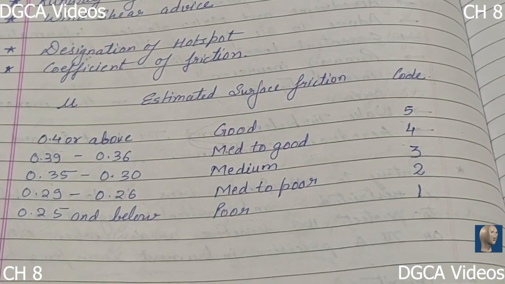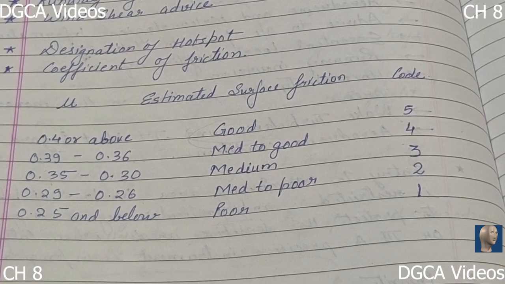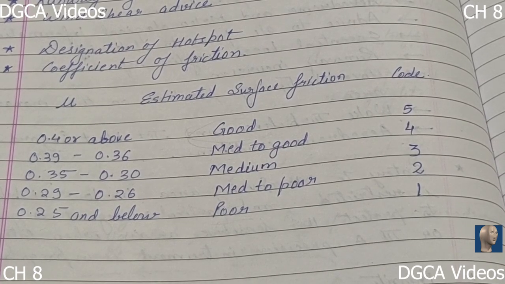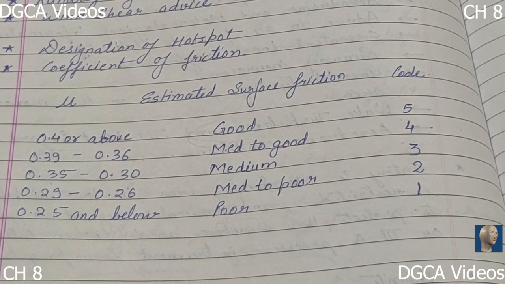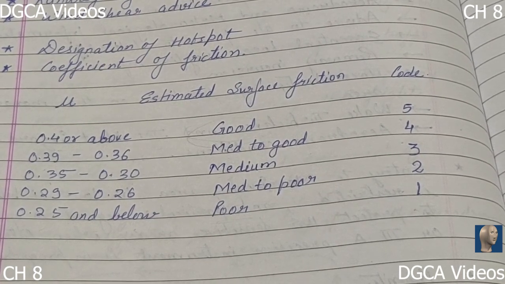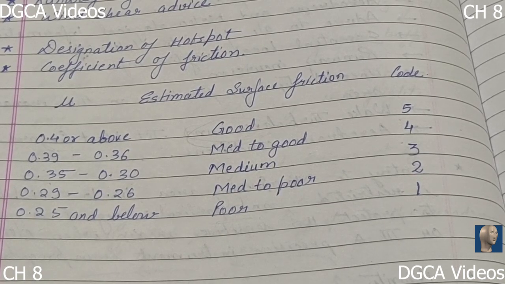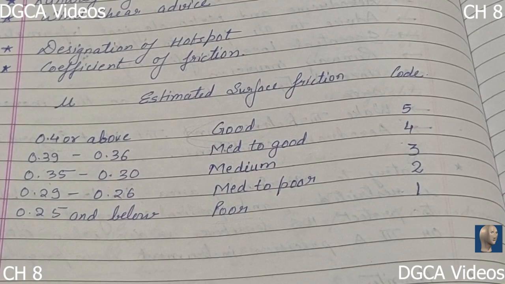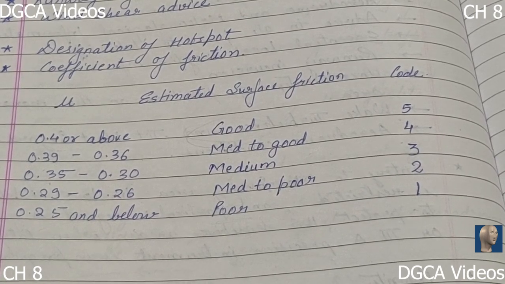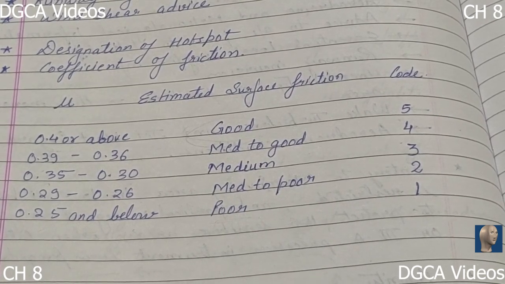There is again something which is known as the third of the runway. The coefficient of friction information is provided at each third of the runway. So the runway is divided into 3 parts, and for each part the coefficient of friction is provided. The first part is the one from where the landing is being made.